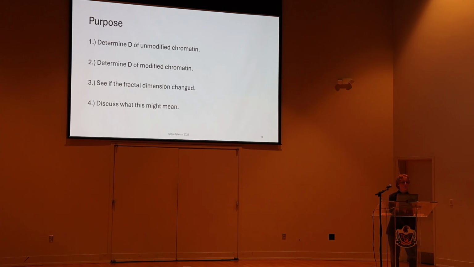The purpose can be broken up into 4 main parts. Number 1 is to determine the fractal dimension of unmodified chromatin. Number 2 is to determine the fractal dimension of modified chromatin. Number 3 is to see if it's changed. And number 4 is to discuss what this might mean. To do this, we're going to look at models I created of the unmodified and modified histone octamer, and then look at the calculated fractal dimensions.